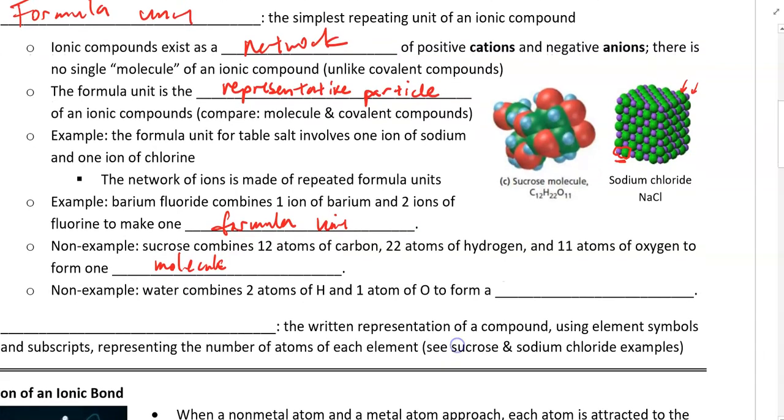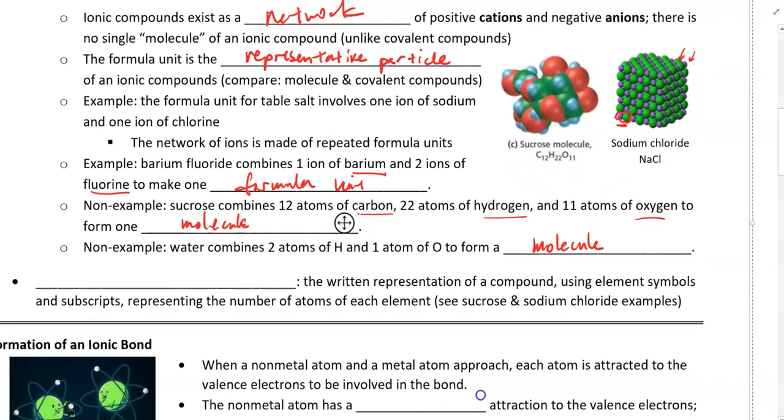And finally, non-example: water combines 2 atoms of hydrogen and 1 atom of oxygen to once again form a single molecule. What helps here is recognizing the composition. These non-examples, like sucrose, have carbon, hydrogen, oxygen, which are all nonmetals, whereas barium and fluorine is a combination of a metal and a nonmetal. So together that tells you that you're going to look for the term formula unit.